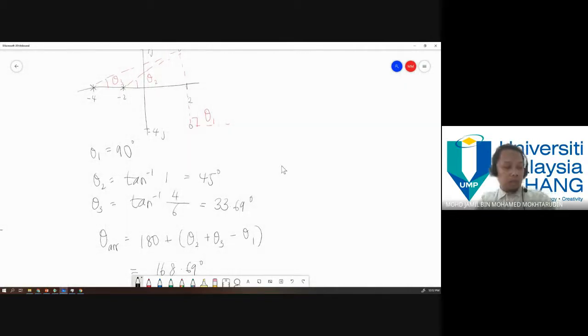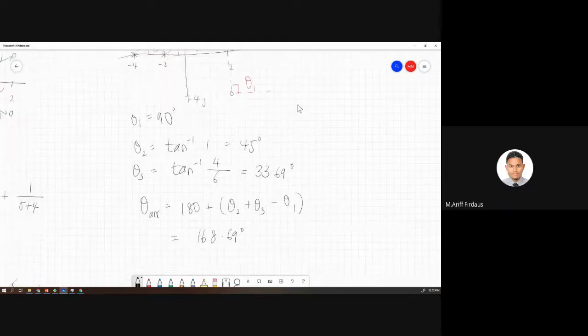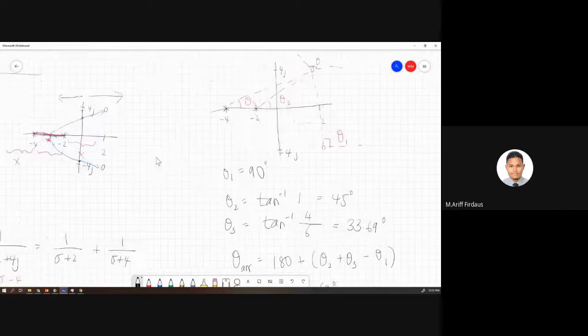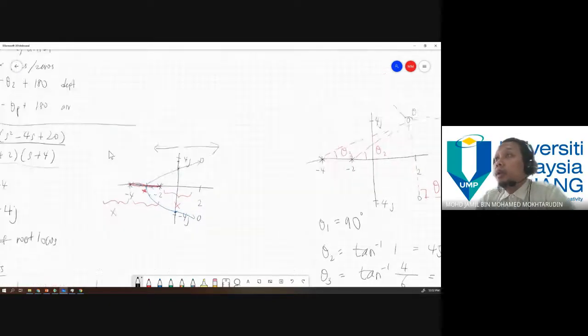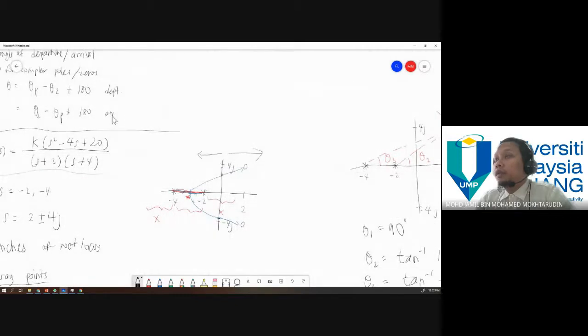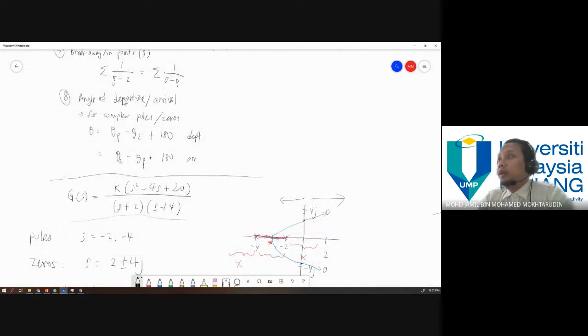Yep. Soalan ke? Sir, yang saya cakap tadi kita cuma ada angle of departure ke arrival? Arrival. Sebab kita ada complex zeros. So complex zeros, angle of arrival. So kalau complex poles, angle of departure. Ya, angle of departure atau arrival for complex poles atau zeros. So departure untuk poles, arrival untuk zeros.